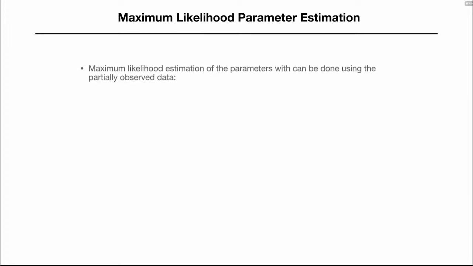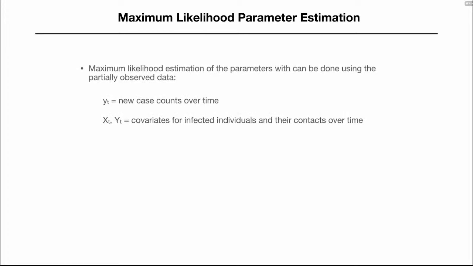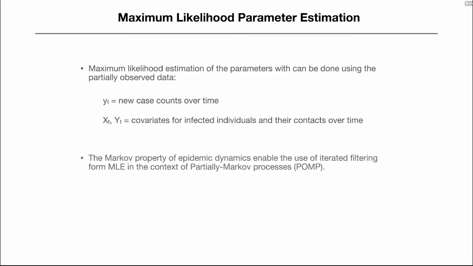Now, what do we do? Well, we can apply maximum likelihood estimation. And considering what? Now our observed data is the case counts over time. This is data that we can easily access. And then we can also consider as known data the covariates for the infected individual and their contacts over time. And then this is a Markov process. We can apply various methods to do MLE. And in particular, I've been using this R package called POMP that takes advantage of the Markov property of the dynamics to do the maximum likelihood estimation in a very efficient way.